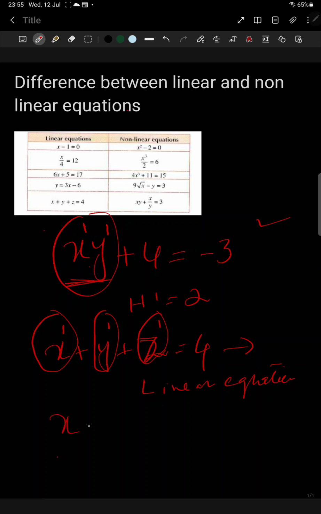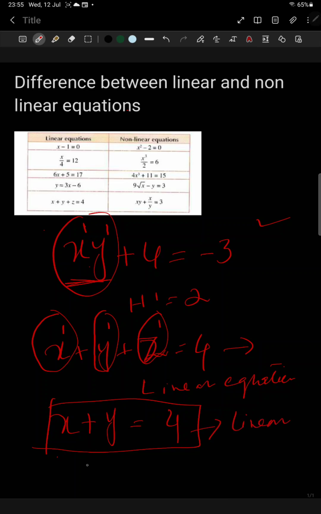You tell me, if I write x plus y is equal to 4, is this an example of linear or non-linear? Yes, it will be an example of a linear equation. On the other hand, if I write xy is equal to 4, this will be an example of non-linear. The reason is, over here 1 and 1, the power is 2, the index is 2 in a single term.